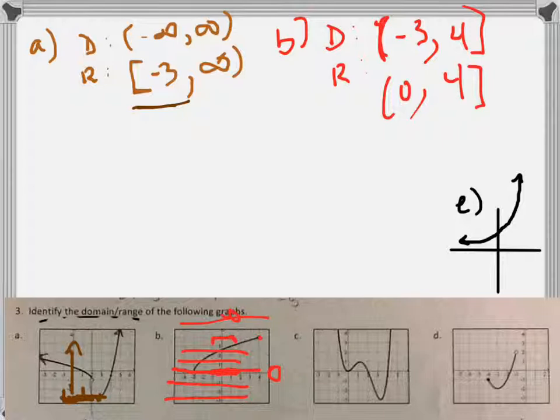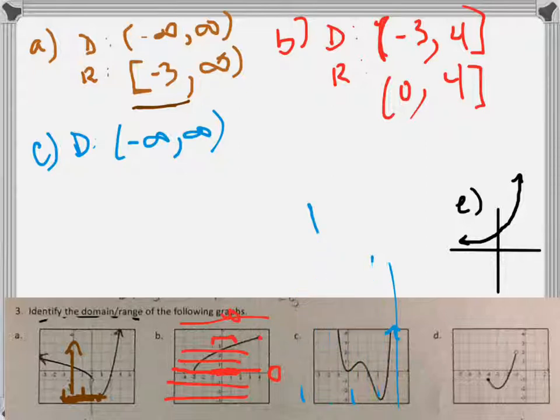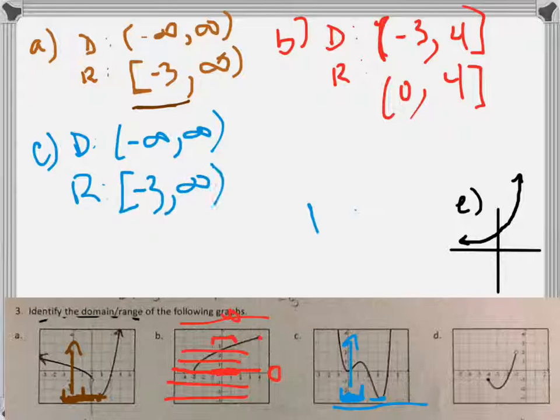Alright, let's try letter C. Let's change it to blue. Yes, yes, yes, because this arrow right here is going to eventually get to that. Same with this arrow on the right. So the domain for C is all real numbers, -infinity to +infinity. For the range, start your scan down here, and it's not going to touch until that point right there, which is at -3. So at -3, including -3, I'll put a bracket like that, all the way to +infinity. The range is from -3 to +infinity.